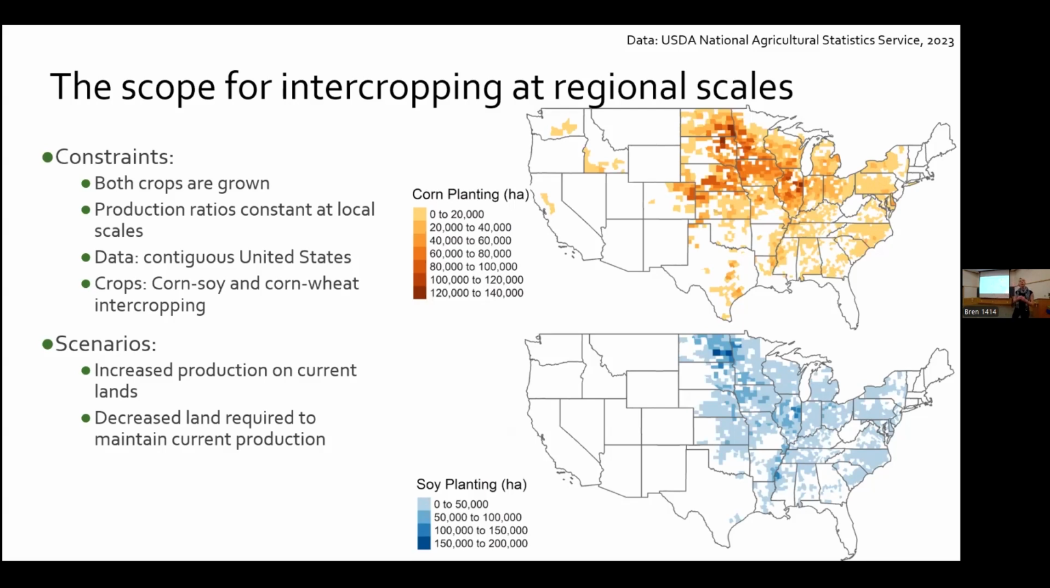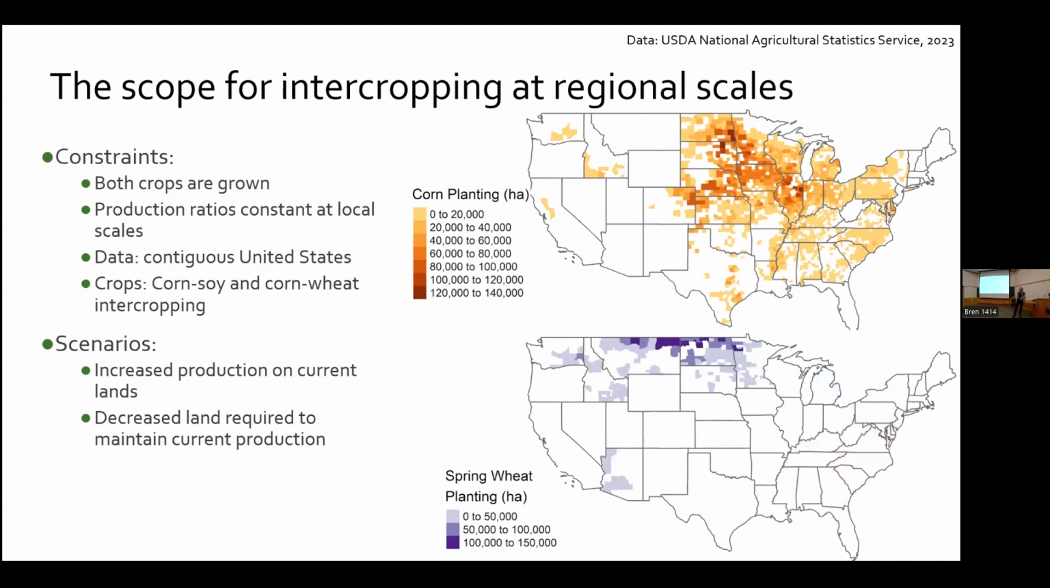where we can look at corn, soy, and wheat production at county scales across the US. We see corn planting here at the top and soy here on the bottom. Together, those 3 crops, corn, soy, and wheat, are the top 3 crops we produce by land area, and they're together 55% of US cropland. You see corn on the top and soy on the bottom, and I assume that it's possible to intercrop those two in the counties where they're both produced.